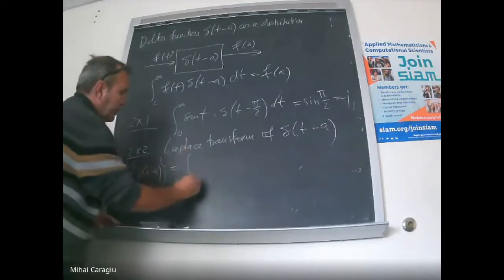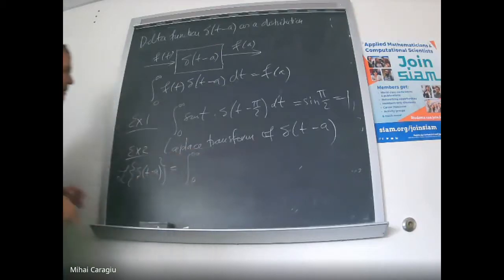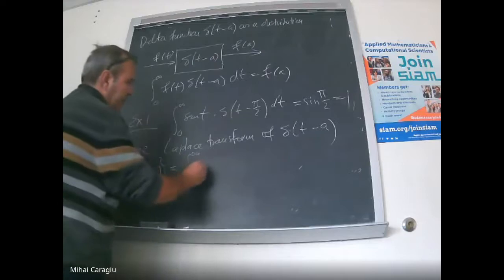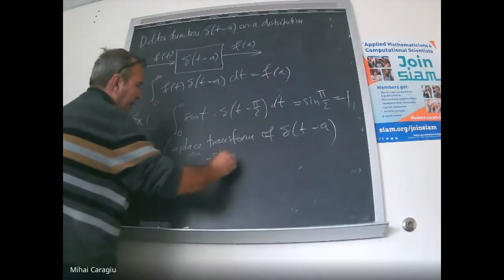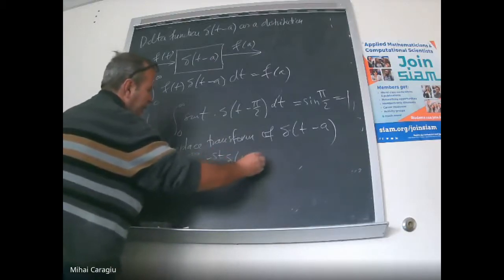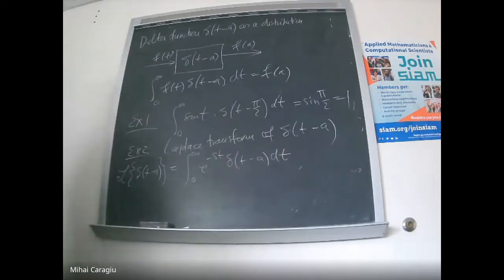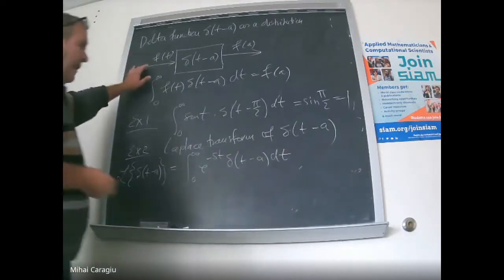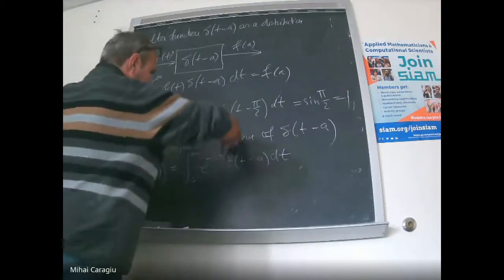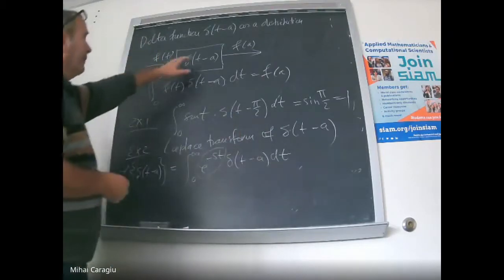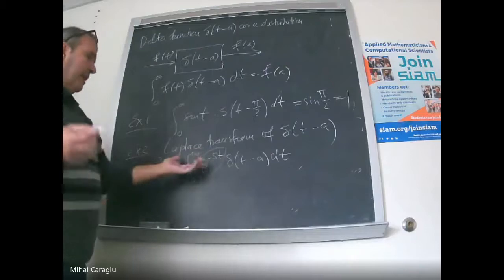is integral from 0 to infinity. Just use the classical definition of Laplace transform: e to the minus s t delta of t minus a dt. And again, the input function is this one. The output is the value of the function at a. So e to the minus a s.